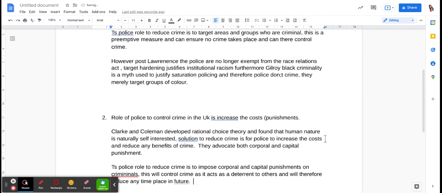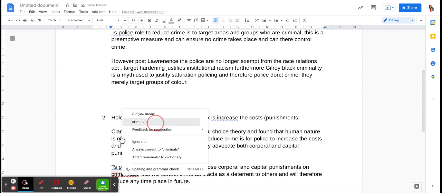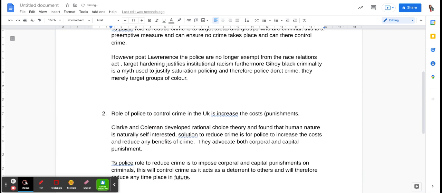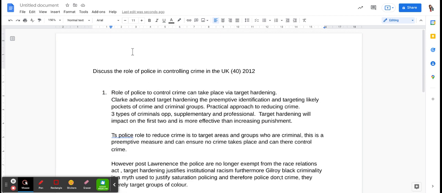It's like a two-part one. You're giving the examiner what the police's role is to reduce crime. So their role is to carry out corporal and capital punishments, and it therefore will control crime because it will act as a deterrent as a result. So again, the role of police is one part of it and how it will control crime.